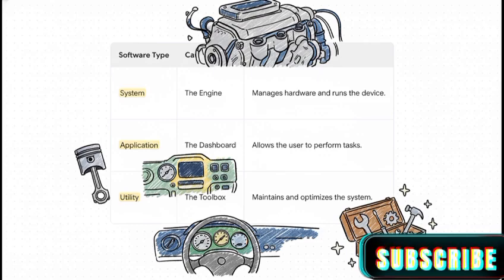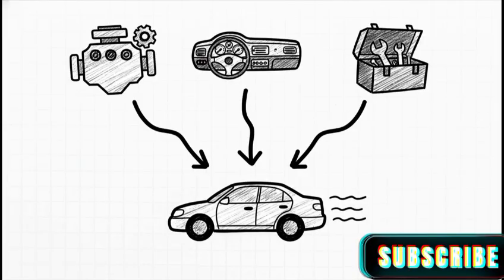See, you absolutely need all three. And that's the big takeaway here. None of these parts work alone. An engine by itself just sits there. A steering wheel without an engine is just a circle of plastic. And a car with no toolbox, well, that's just a breakdown waiting to happen. It's the way they all work together that gives us that smooth digital ride we expect every day.